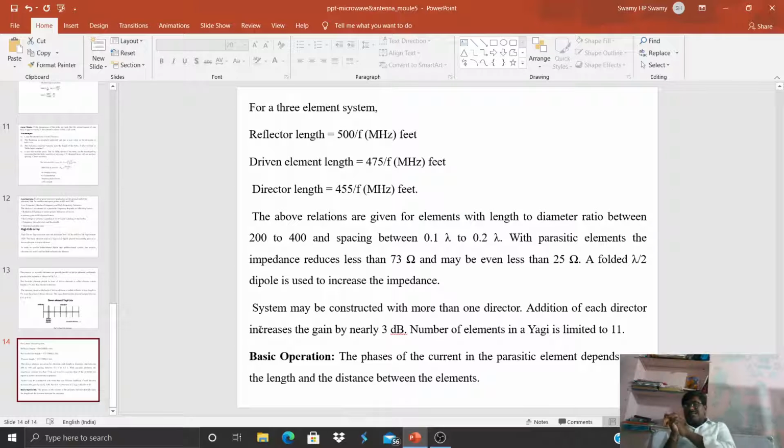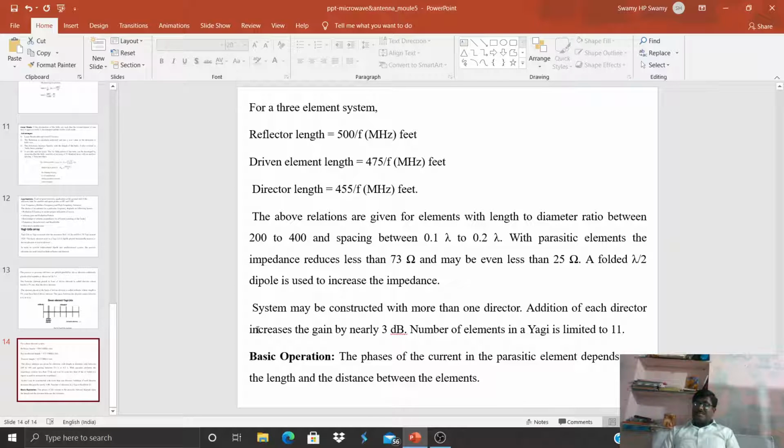These relations are given for elements with a length to diameter ratio between 200 to 400 and spacing between 0.1 lambda to 0.2 lambda. These three relations, that is the length of the driven element, the length of the reflector, and the length of the director, are given for elements with a length to diameter ratio between 200 to 400 and spacing between each element of the Yagi array of 0.1 lambda to 0.2 lambda.